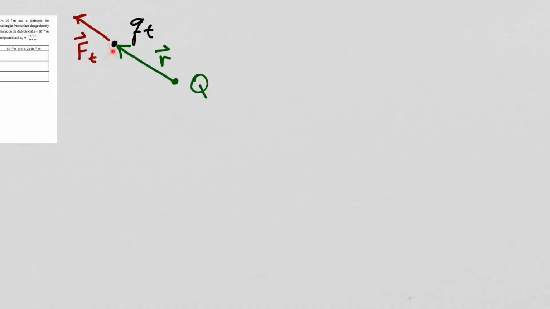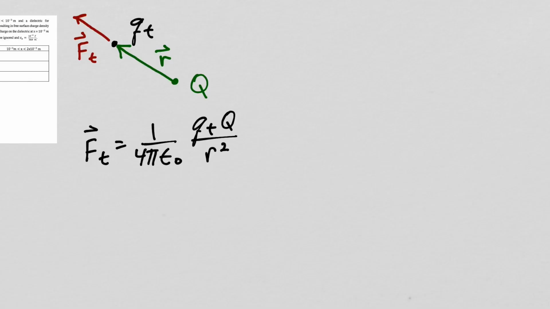If we have two charges, Q sub T and Q, we know from Coulomb's law that the force on Q sub T is our constant, 1 over 4 pi epsilon sub 0, Q sub T times Q over the magnitude of R squared, and the force is along the line between Q and Q sub T.